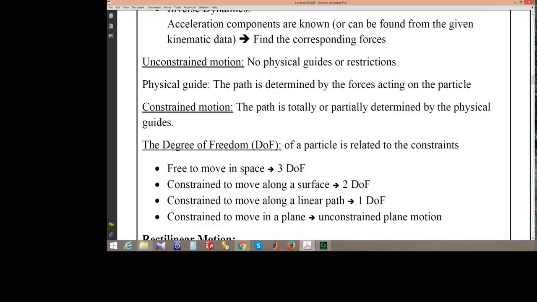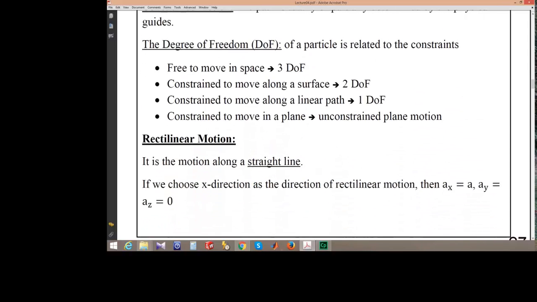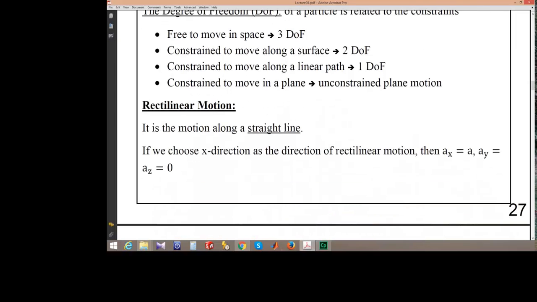If it is constrained to move on a surface, it will have 2 degrees of freedom. If it is constrained to move on a linear path, it has 1 degree of freedom. And this was the example of the sphere, the steel sphere that we had. Now the first part we're going to consider is rectilinear motion. It's the motion along a straight line.